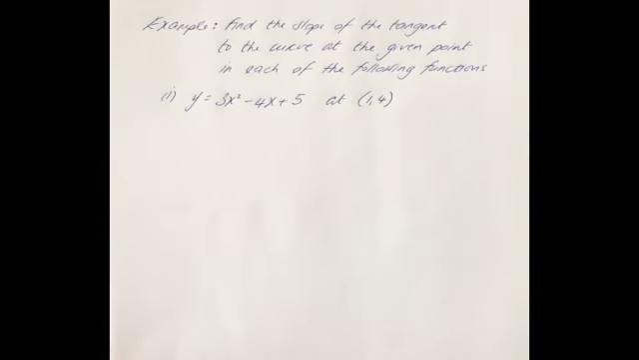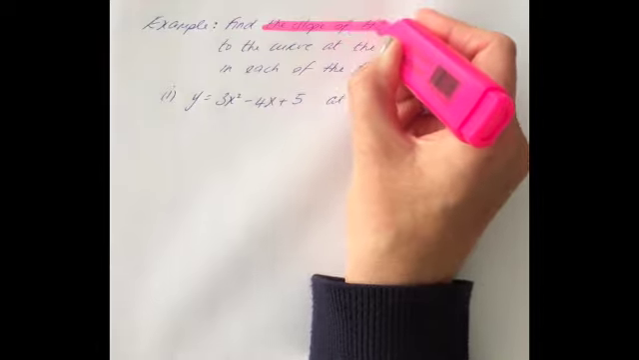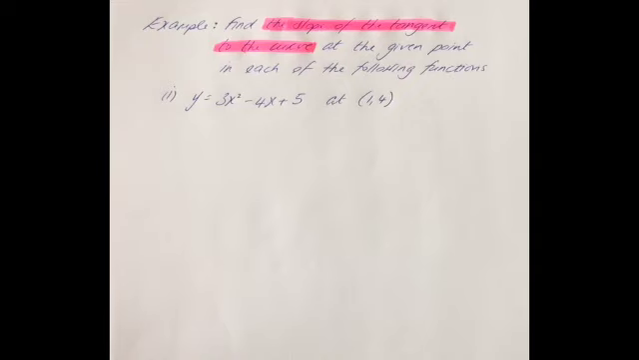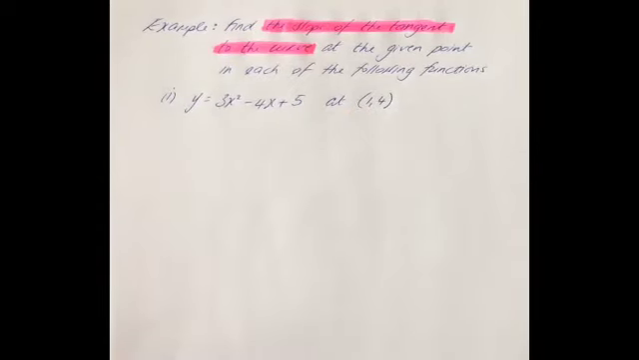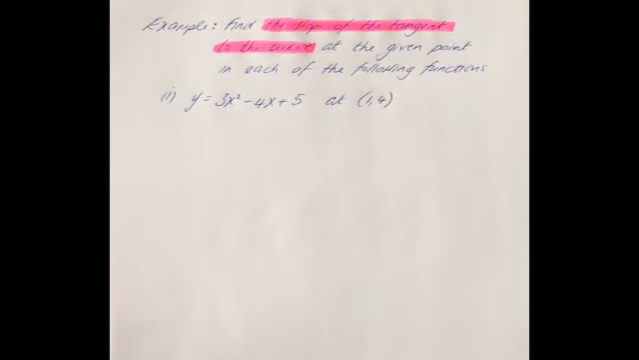Okay, so let's try this example. Find the slope of the tangent to the curve at the given point in each of the following functions, and this is our first function. So again, watch out for this terminology because it's very wordy, but the slope of the tangent to the curve is what you get when you differentiate and sub in your point. And so the process of differentiation will get you the slope of the tangent when you sub in your x value from the point. So let's do that.